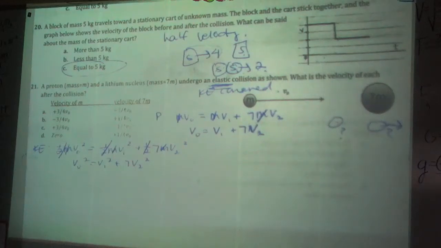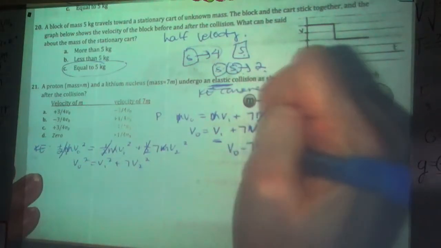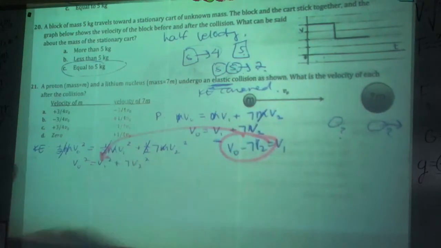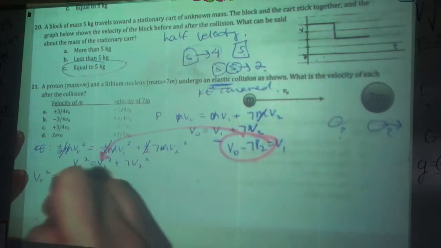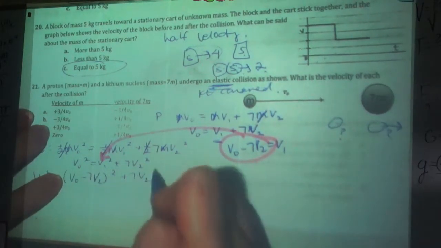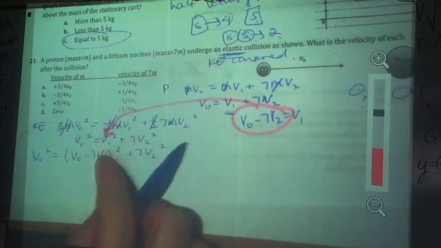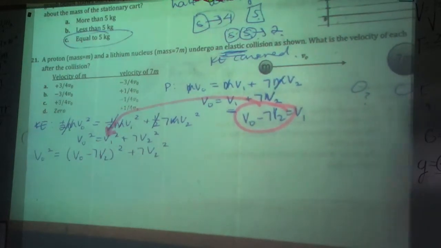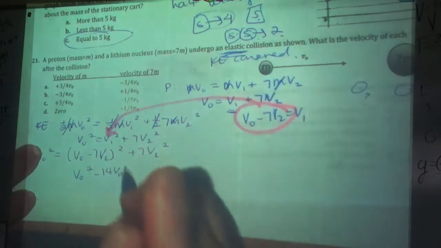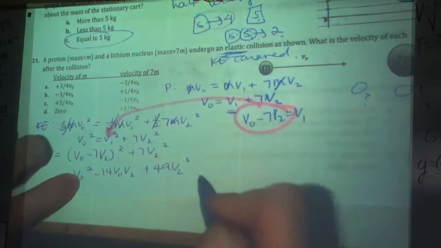So I found it easiest to solve for v1, because then it's just v naught minus 7 v2 is v1. And now I can take this v1 and substitute it in for v1. So I've got v naught squared is v1, which is now this, squared, plus 7 v2 squared. Careful here, you can't just square each term. You've got to do the box method or FOIL. Whichever way you do it, you should be getting v naught squared minus 14 v naught v2 plus 49 v2 squared. That's what this term squared becomes.